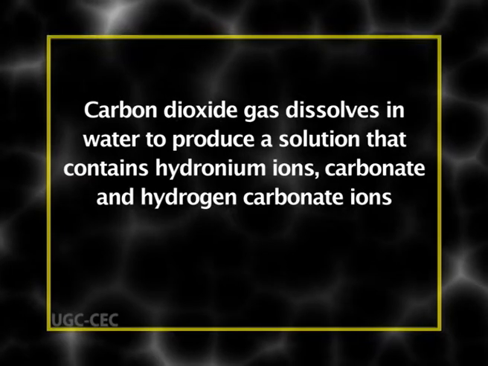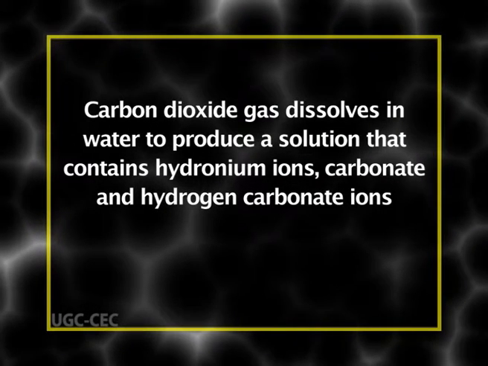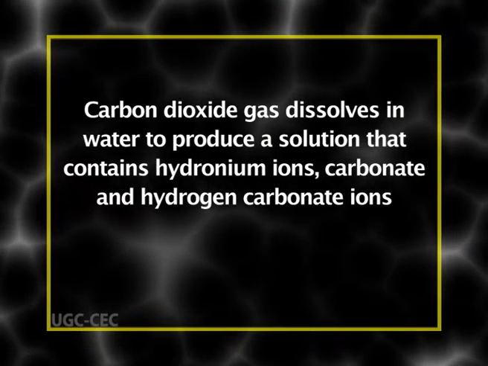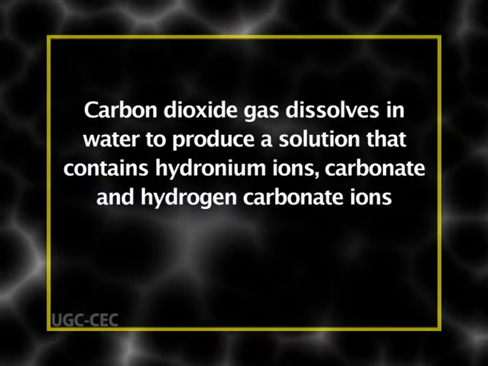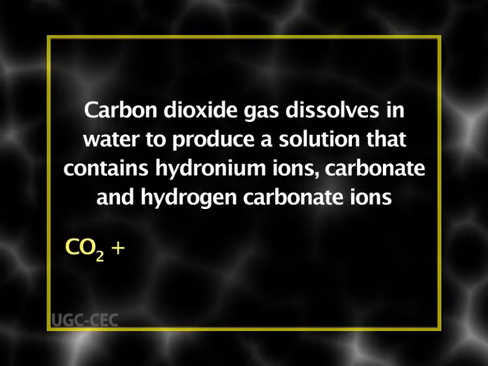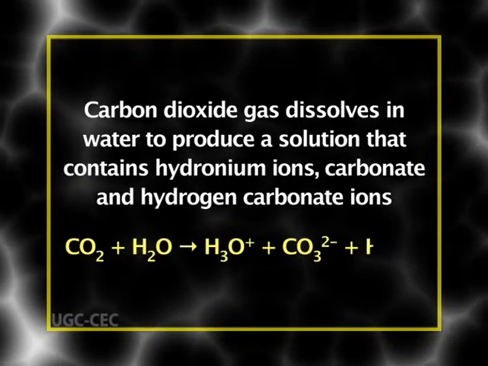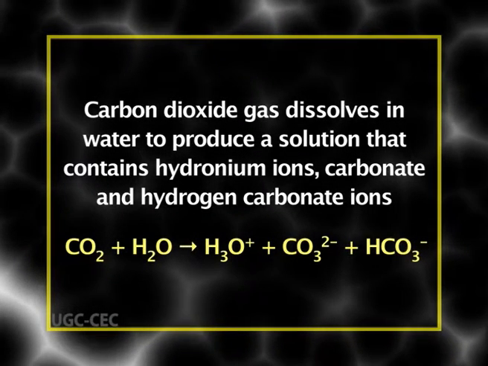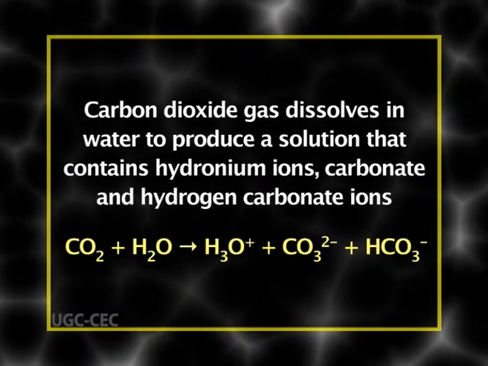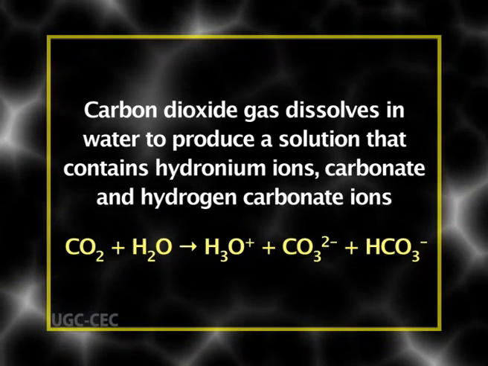It is also possible for substances to react with water, producing ions. For example, carbon dioxide gas dissolves in water to produce a solution that contains hydronium ion, carbonate and hydrogen carbonate ions. As per the chemical equation, CO2 plus H2O gives H3O+, which is the hydronium ion, plus CO3 2-, which is the carbonate ion, plus HCO3-, which is the bicarbonate ion.